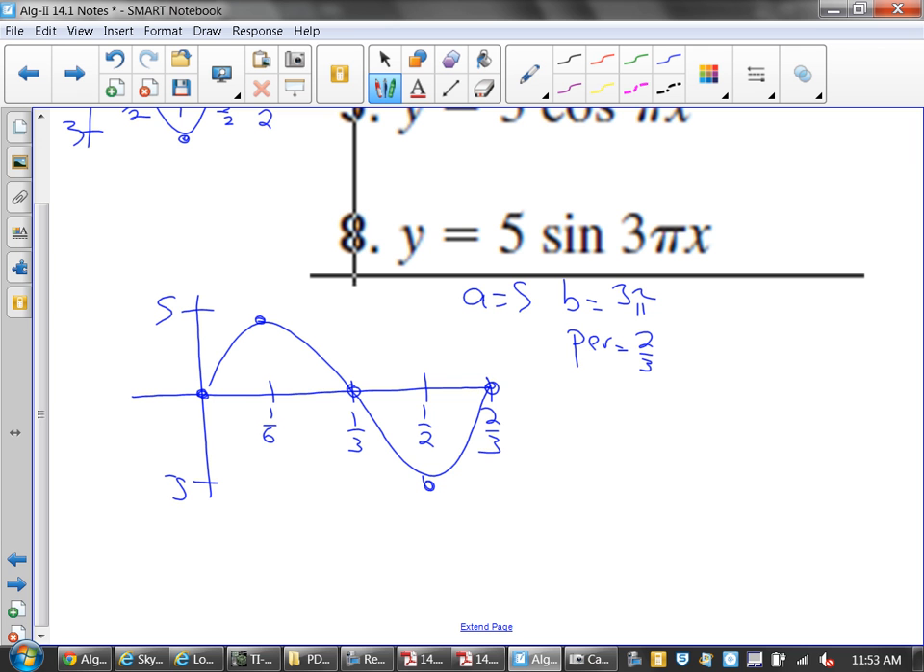Again, sine value, A is positive, starts at 0, works its way up. So how do you get the period? Period is always 2 pi divided by b. B was 3 pi, so you wind up with 2/3. Okay.